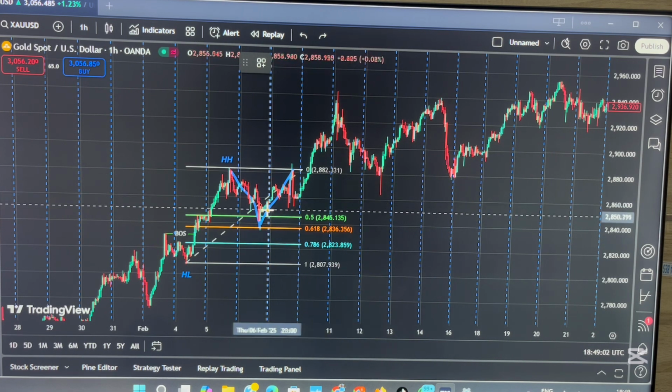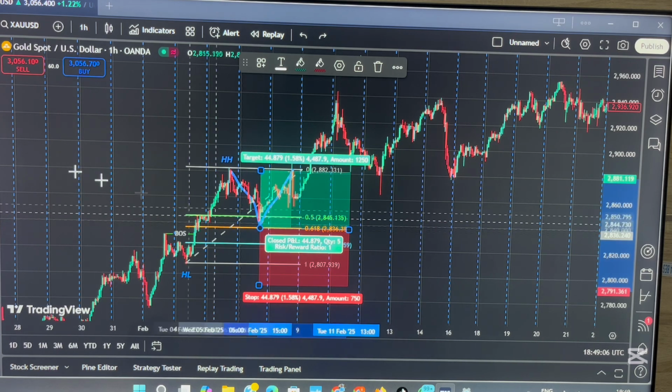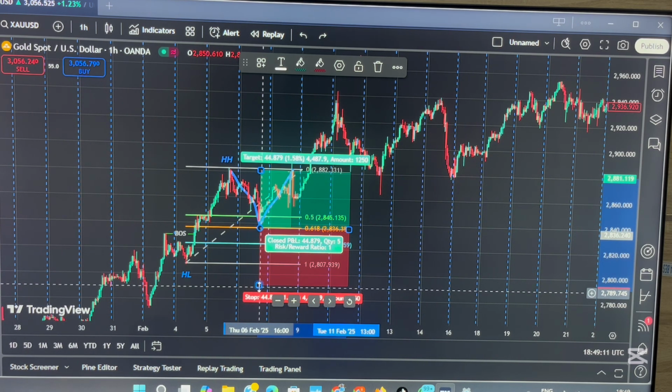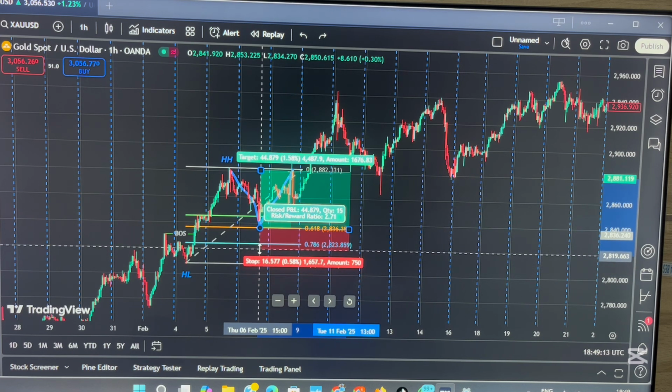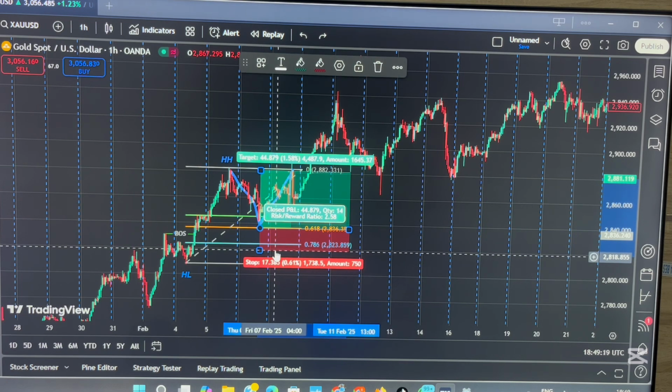Here should be your entry for a buy. And remember, I told you that your stop loss should be below your 0.78 area. Your 0.78 area, that should be your stop loss.